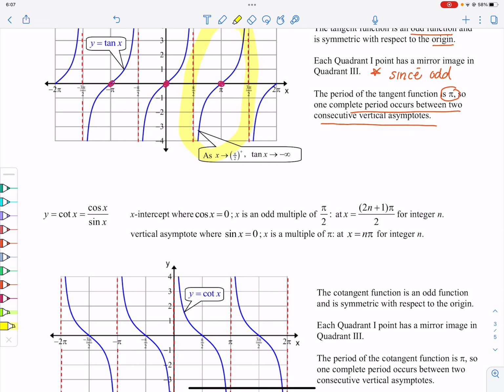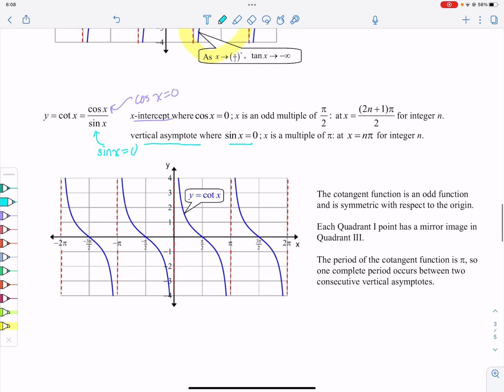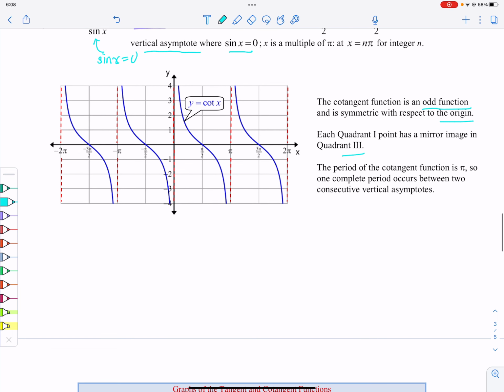So now let's look at the reciprocal of the tangent of x, and that's the cotangent of x. And these same concepts apply. Where the cosine of x is equal to 0, that is where we will have our x-intercepts. Where the sine of x is equal to 0, we will have vertical asymptotes, okay? And you can see that graph here. We still have an odd function, symmetric with respect to the origin, mirror image in quadrant 3, and the period is still pi. Each one of these is a distance of pi, and so forth.